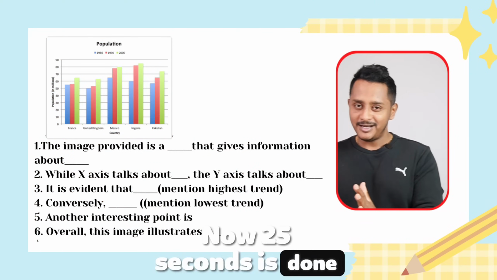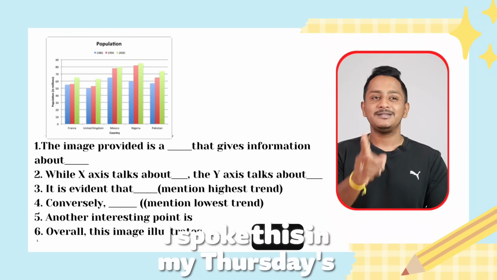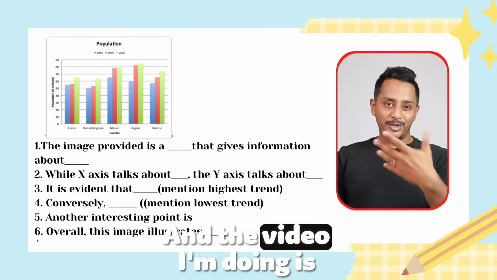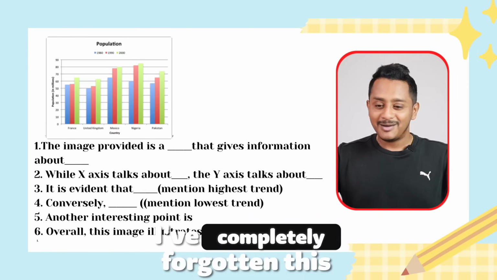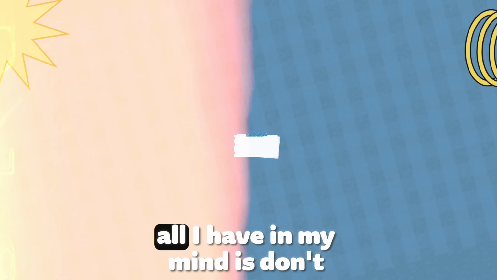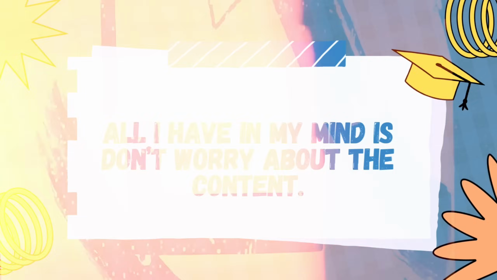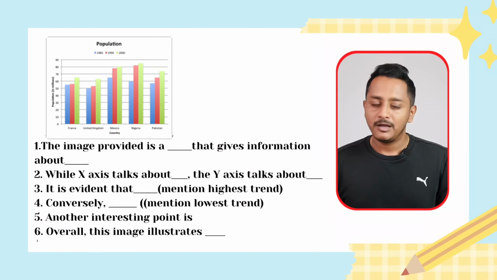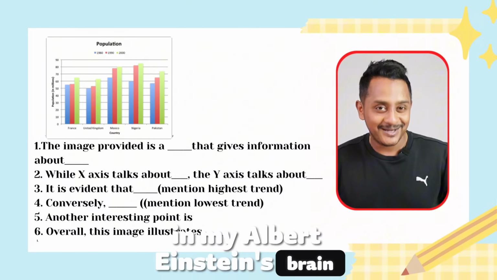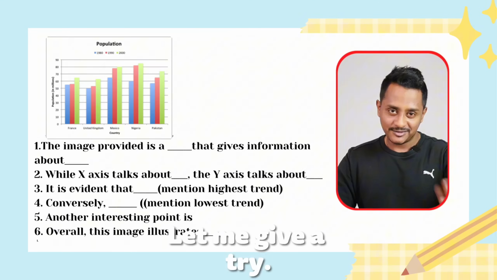Now 25 seconds is done. I'm going to show how I do it. Trust me, I'm not prepared for this. I spoke this in my Thursday's class once, and the video I'm doing is Saturday morning. I've completely forgotten this image, but let me give it a try. When I give it a try, all I have in my mind is, don't worry about the content. Whatever it is, just start. If you worry too much about the content, there won't be any space left in Albert Einstein's brain or Stephen Hawking's brain to focus on the fluency. Hope you're getting it. Let me give it a try.